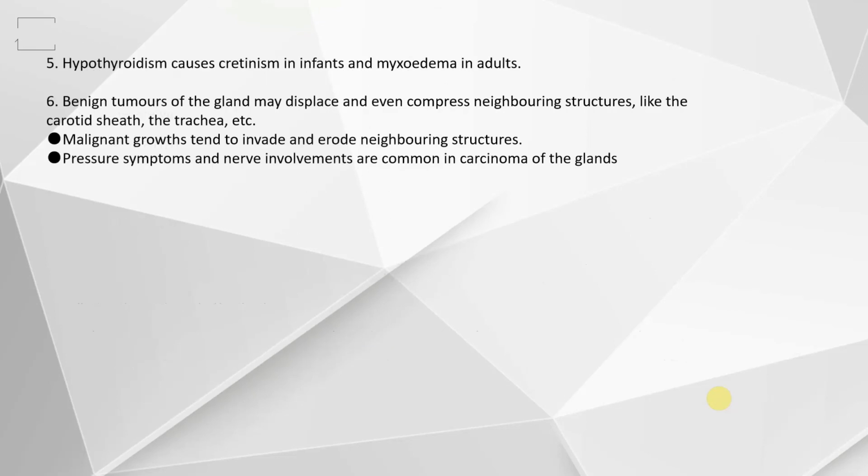Number 5. Hypothyroidism. It causes cretinism in infants and myxedema in adults. Number 6. Benign tumors of the gland may displace and even compress neighboring structures like the carotid sheath, the trachea, etc. Malignant growths tend to invade and erode neighboring structures. Pressure symptoms and nerve involvements are common in carcinoma of the glands.